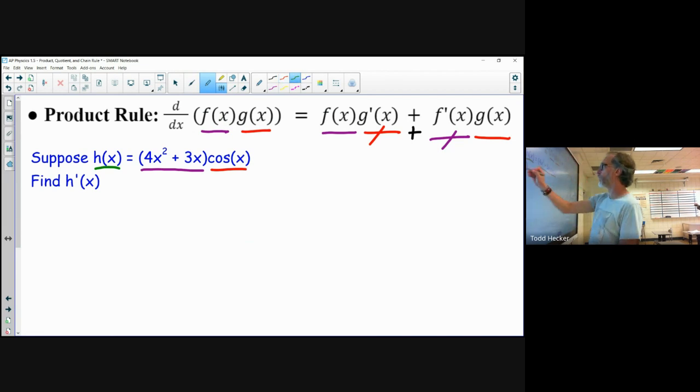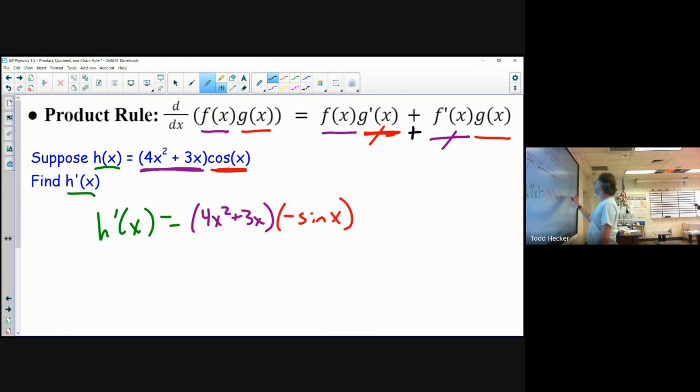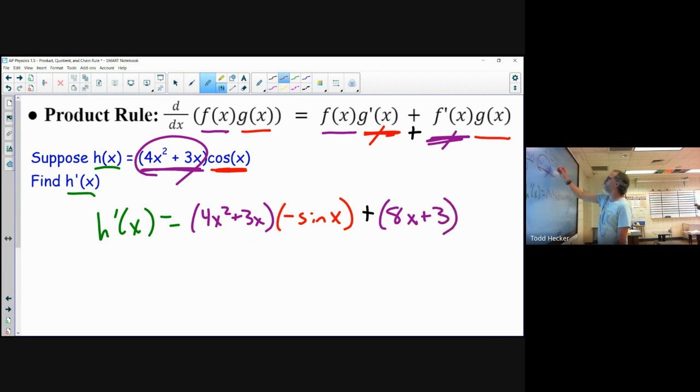And so if I want to find the derivative of that, h prime of x is going to be my first function times the derivative of the second function. So derivative of cosine is negative sine, plus, now I want the derivative of this first function. So let's see, 4 times 2 is 8 times x just to the first power plus 3 times, now my second function, the cosine of x. All right, and there you go. That's the derivative. That's how you do it.